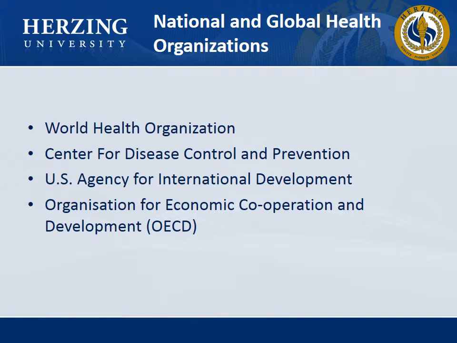There are several national and global health organizations. Examples of those include the World Health Organization, the Centers for Disease Control and Prevention, also known as the CDC, the U.S. Agency for International Development, Organization for Economic Cooperation and Development, OECD, and other examples such as UNICEF, which focuses on children.